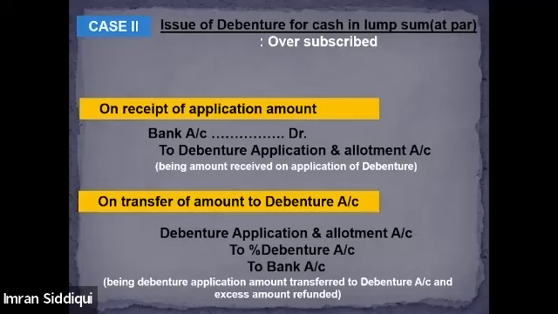This is, as you can see, the same entry. Only difference is at the time of the transfer of amount to debenture account, we'll add bank account in the credit section of the entry as well. Debenture application and allotment account debit to debenture account, to bank account. This bank account you are seeing here is just to indicate the refund of excess application money that we have received. I hope this is clear, everybody. Do I need to give you an example to make it more clear?